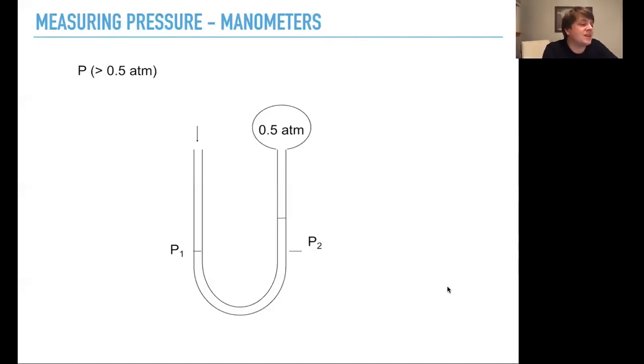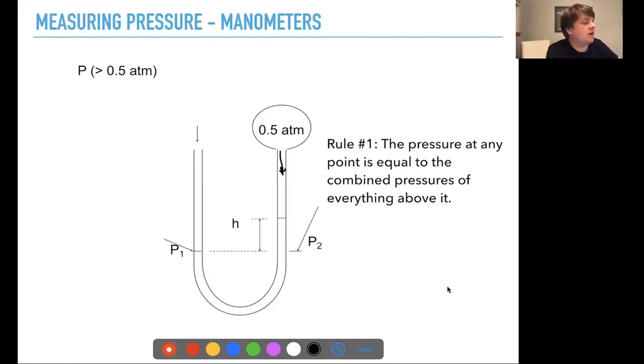So how can we use this to understand the pressure of the gas pushing down on the liquid? Well, there are a few rules we can apply. Rule 1: the pressure at any point, in a liquid or just in general, is equal to the combined pressures of everything above it. So the force adds up from everything that's pressing down. Pressure is essentially force per unit area. So if you have a set area that has equal pressure across it, then the total force of everything above it comes from the pressure.